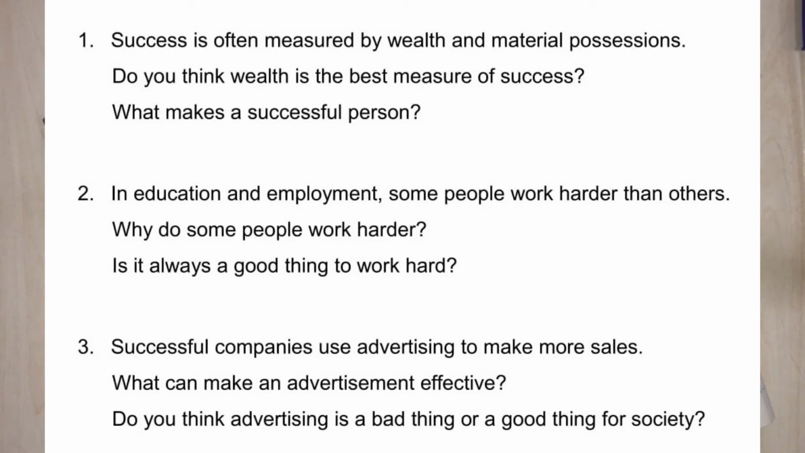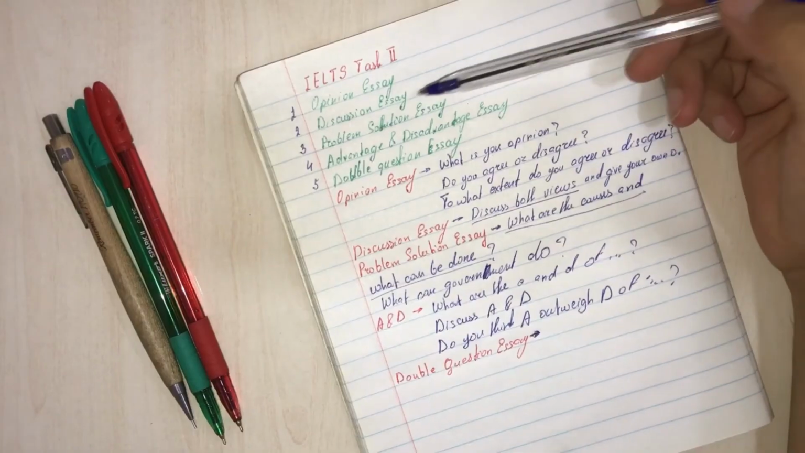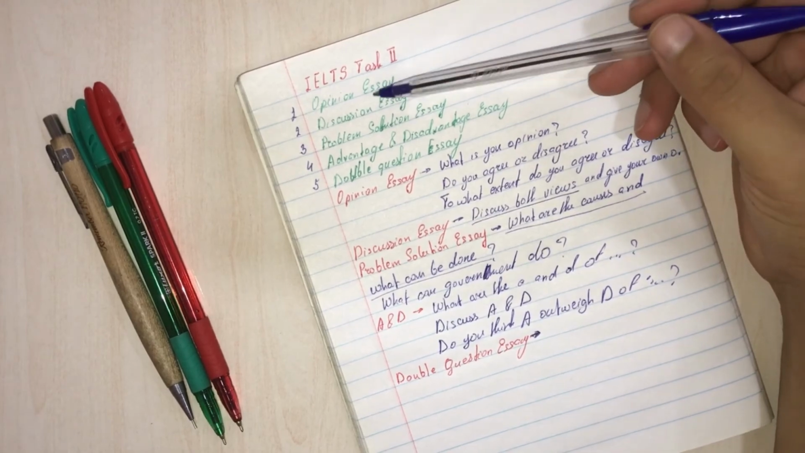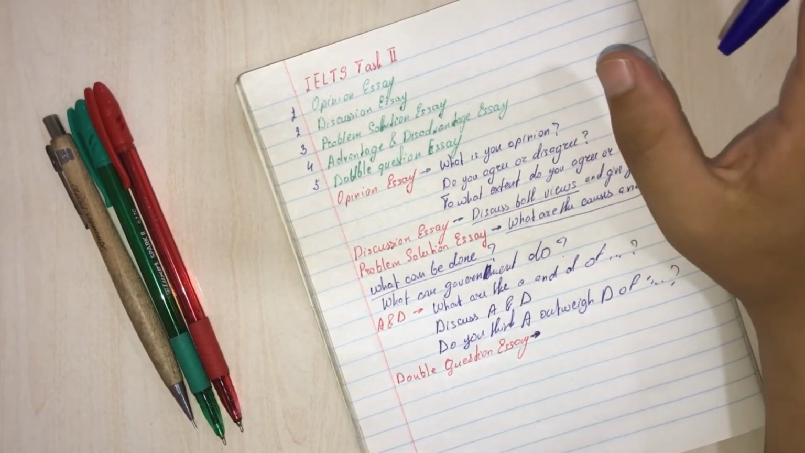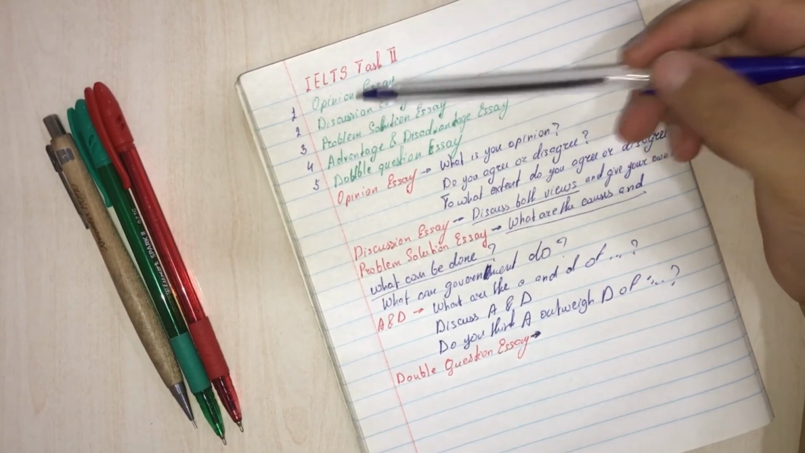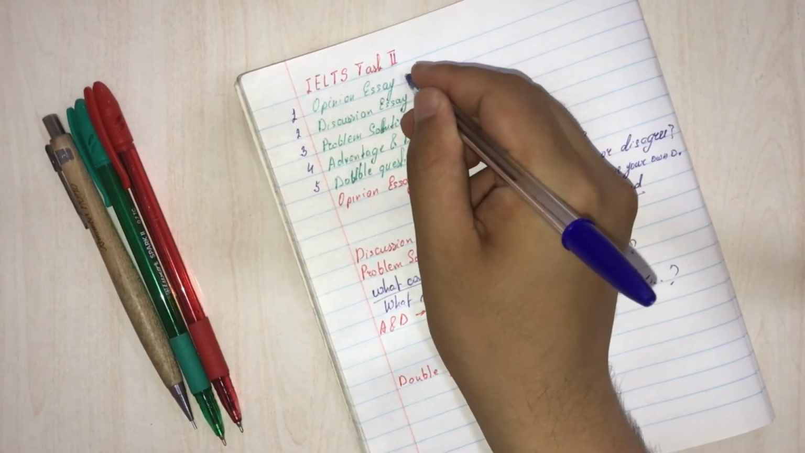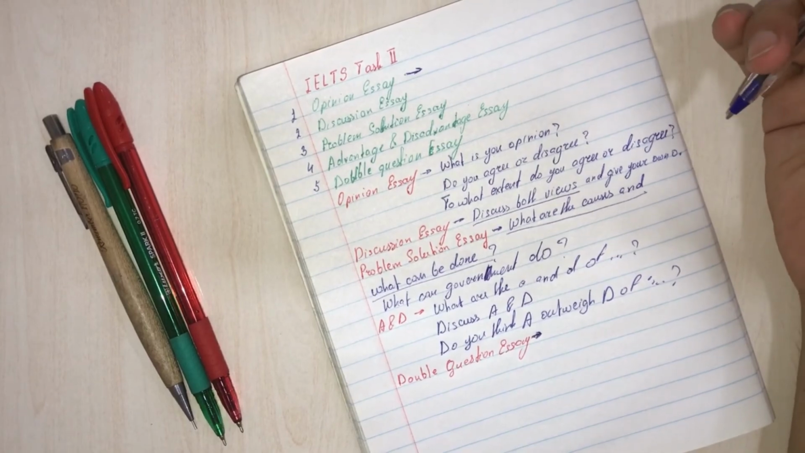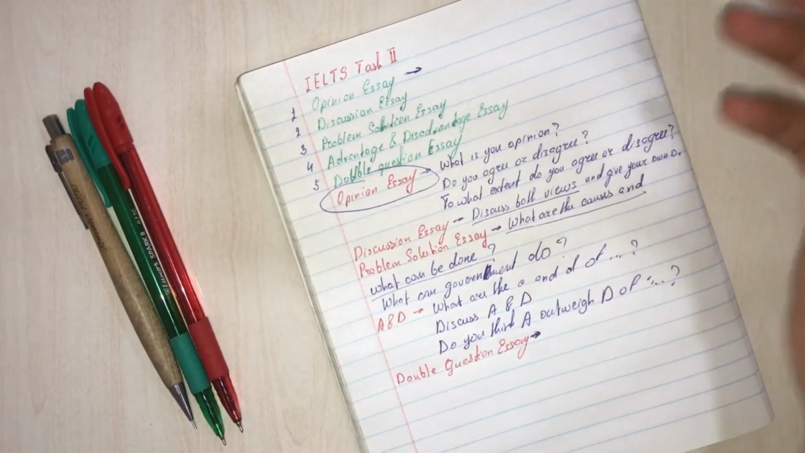And another example can be, successful companies use advertising to make more sales. What can make advertisement effective? Do you think that advertising is a bad thing or a good thing for society? And as you can see, you just got familiarized. I just introduced a few types, 1, 2, 3, 4, 5 types. And in the coming videos, I'll go into detail and I'll write body and introduction for every single one of them, give tips and a more detailed view of each question and essay type.